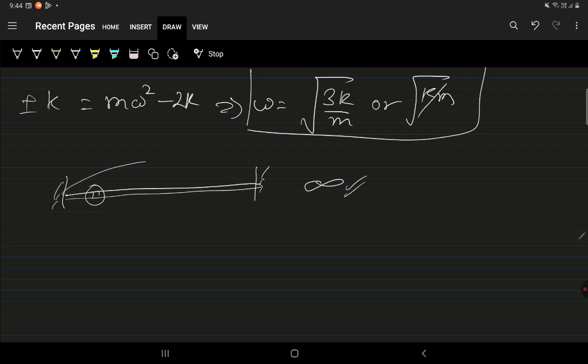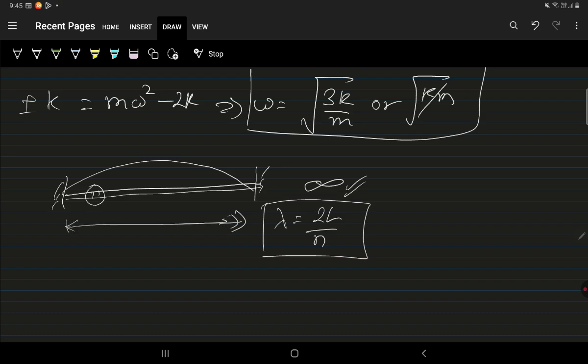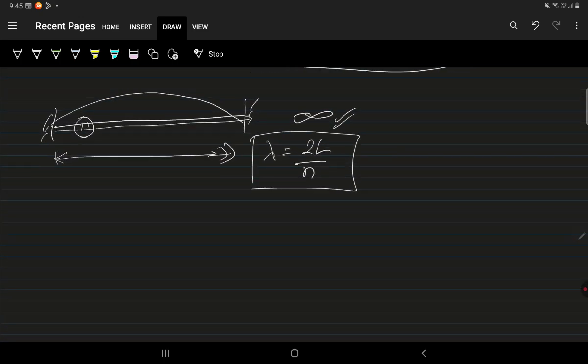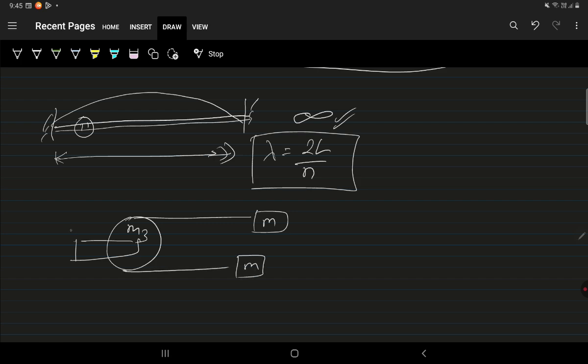We say in the case of a standing wave where both ends are fixed, lambda is given by 2L by n, where L is the distance between the fixed points. So we can also solve other problems with any number of masses, like this pulley, where the pulley also has some mass m3, and this is of mass m, and you are just pulling it away. This is also applicable.